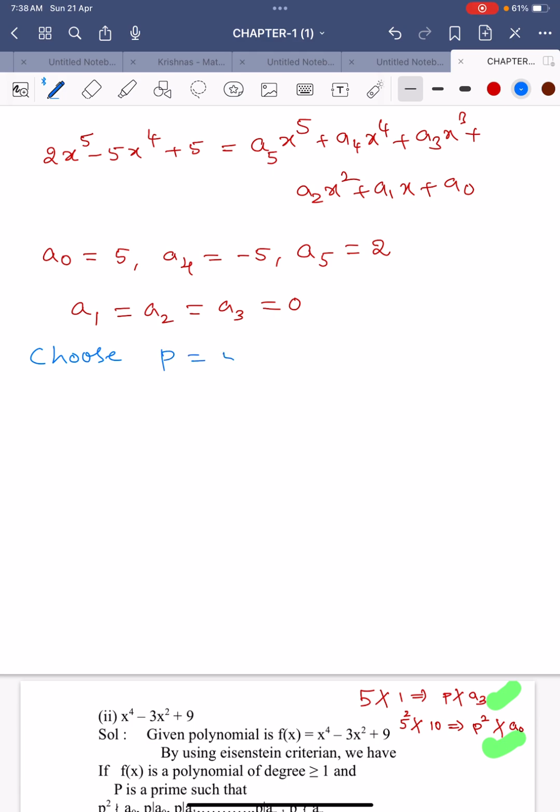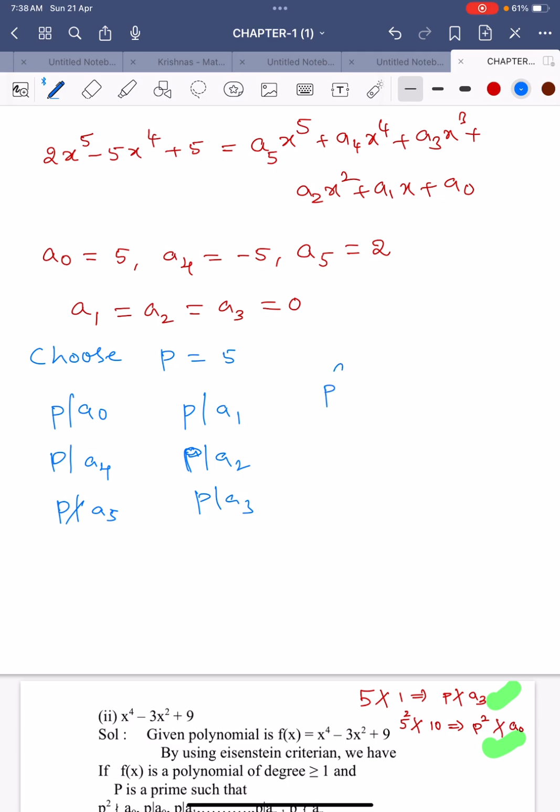Choose the prime number p equals 5. So obviously p divides a0 because 5 divides 5, and p divides a4, and p divides even a. p does not divide a5, and p divides all the remaining ones. p divides a1, p divides a2, p divides a3 because they are 0.